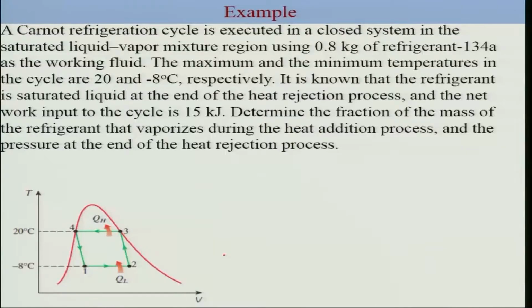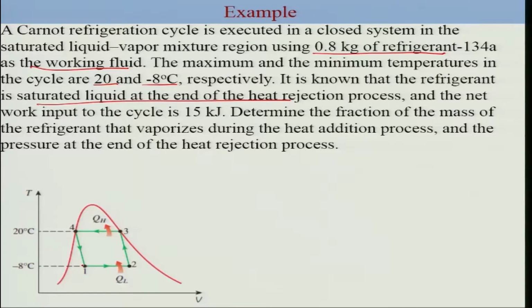So let me end this particular lecture by taking an example. This is an example of a Carnot refrigeration cycle executed in a closed system in the saturated liquid-vapor mixture region, using 0.8 kg of refrigerant as the working fluid. The maximum and minimum temperatures in the cycle are 20 degrees and minus 8 degrees Celsius respectively. It is known that the refrigerant is saturated liquid at the end of the heat rejection.